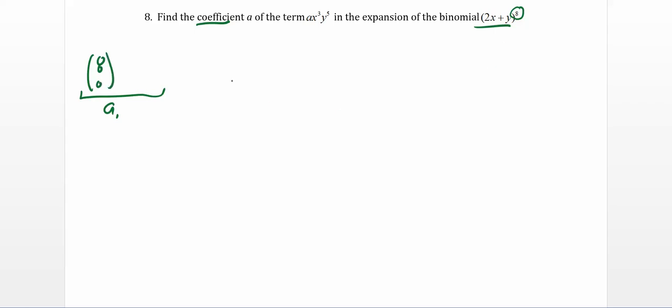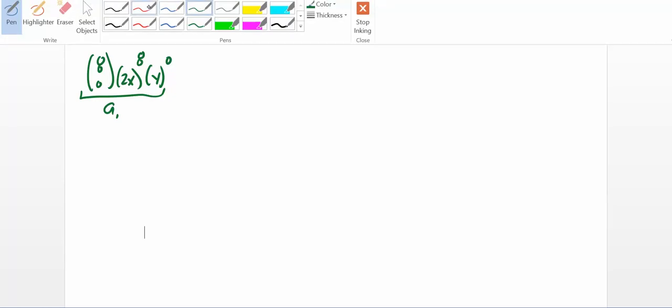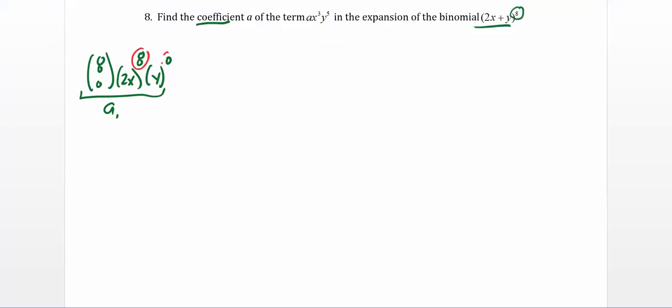And then we're going to have (2x) all to the eighth power. And then we're going to have a y to the 0th power. Okay? So a couple of things that I've always taught is that these two exponents have to add up to the 8 right there. And then this exponent always matches the one down below, and this one is always one number smaller than that one.